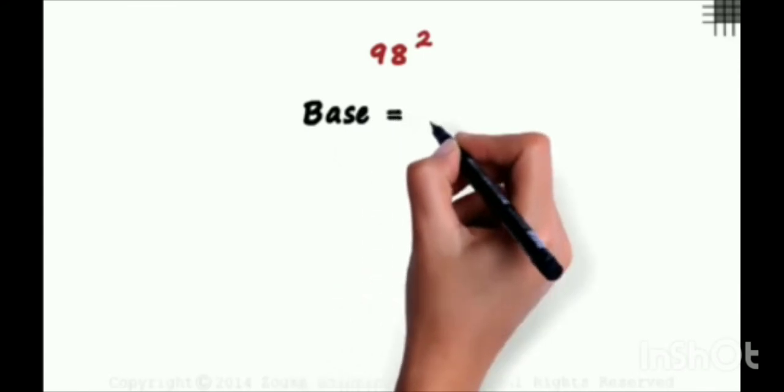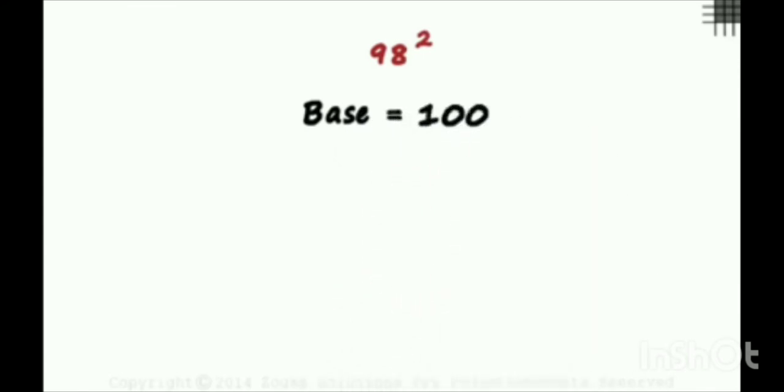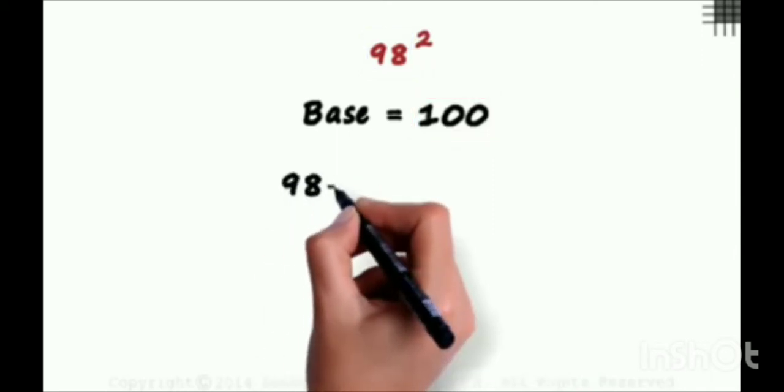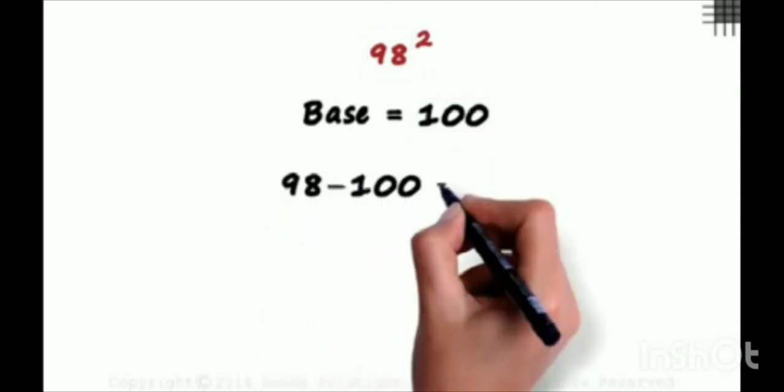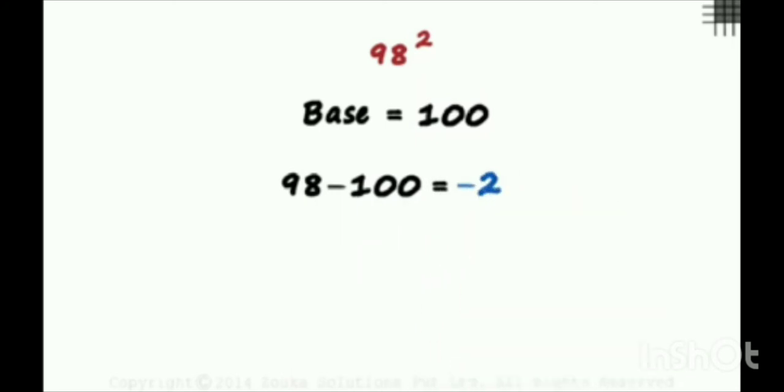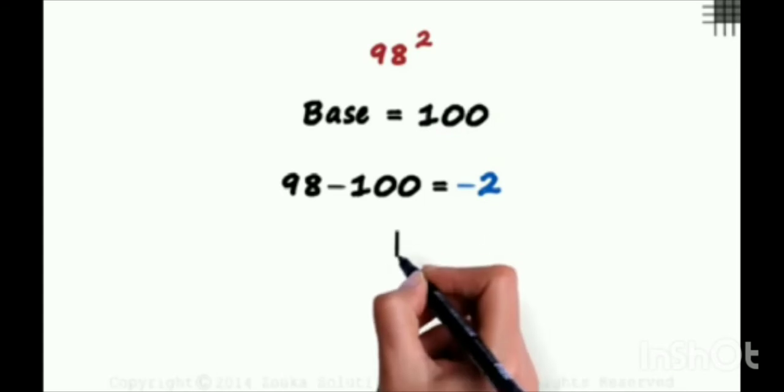The number 98 is close to 100, so we choose the base as 100. Once the base is chosen, we subtract a number from the base to find the difference. That will be 98 minus 100, and that will be minus 2. We have the base, we have the difference. Now we make the partition.